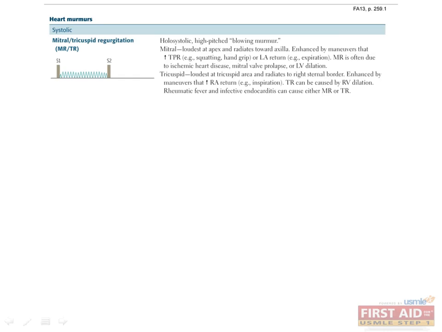The first one is mitral regurgitation and/or tricuspid regurgitation. Let's take a listen. Notice how the sound goes all the way from S1 to S2, as you can see diagrammed here, meaning it's holosystolic. If you hear this sound loudest in the mitral area, it would be mitral regurgitation, and if it's loudest in the tricuspid area, it would be tricuspid regurgitation.